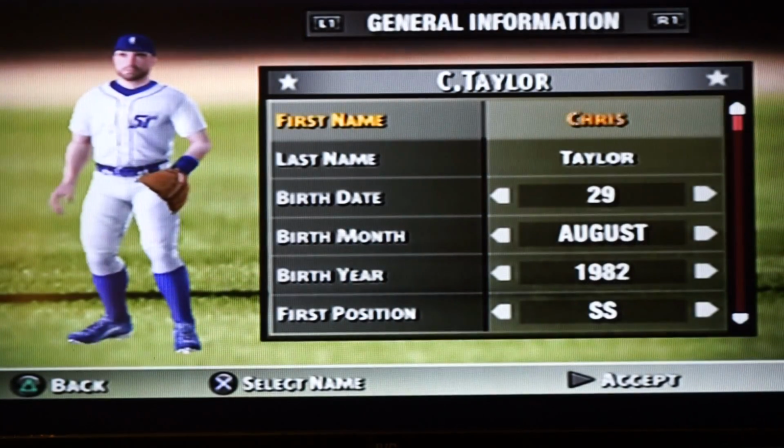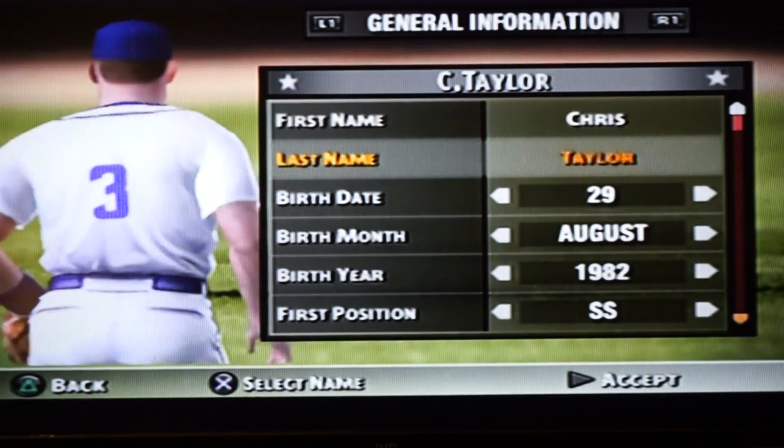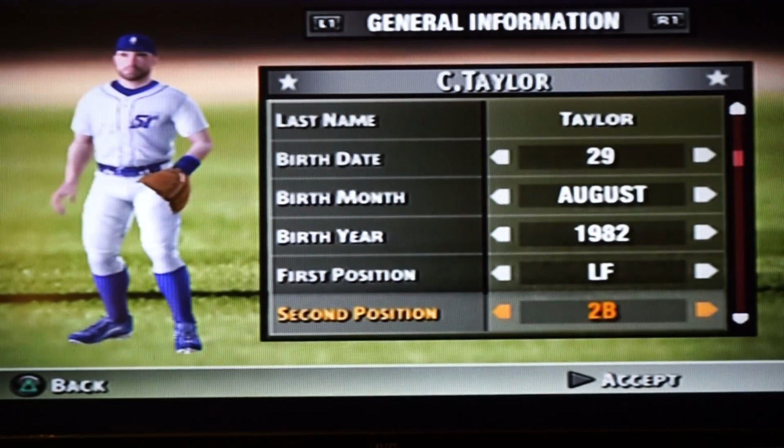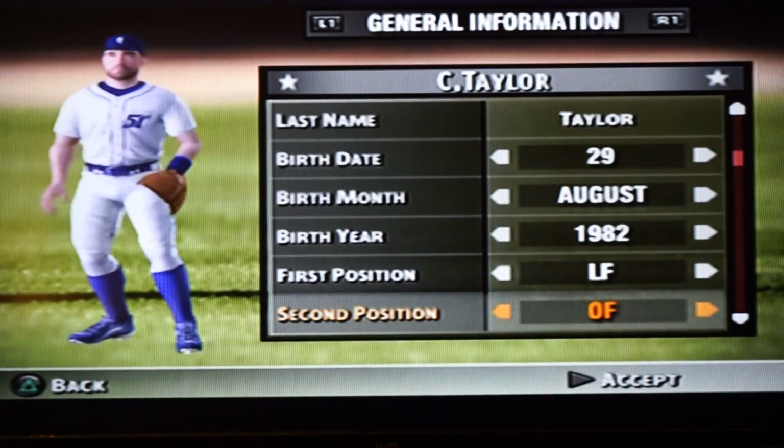Who knows, right? First thing I want to do with him, since he's now an outfielder, primarily a left fielder, go ahead and switch his first position to left field. Secondary position, just put him as an outfielder.